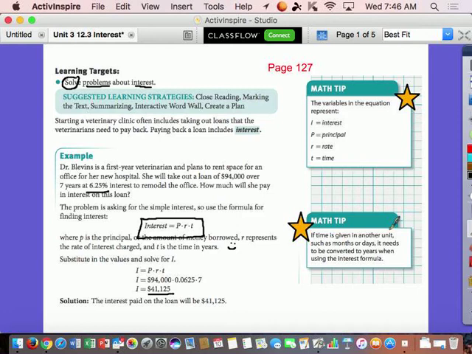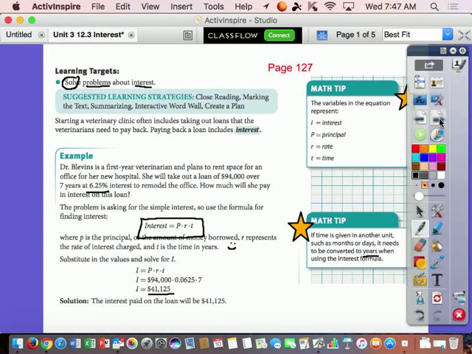Also put a big star next to this math tip right here, because if time is given in any other unit, such as days or months, it has to be converted to years. It must be converted to years. The book will try to trick you every once in a while and tell you that the loan is for 24 months, that would be 2 years, or 36 months, that's 3 years. Let's keep moving. Let's do some more examples.